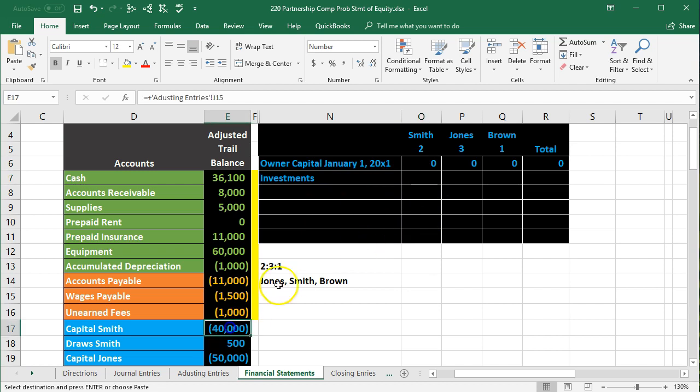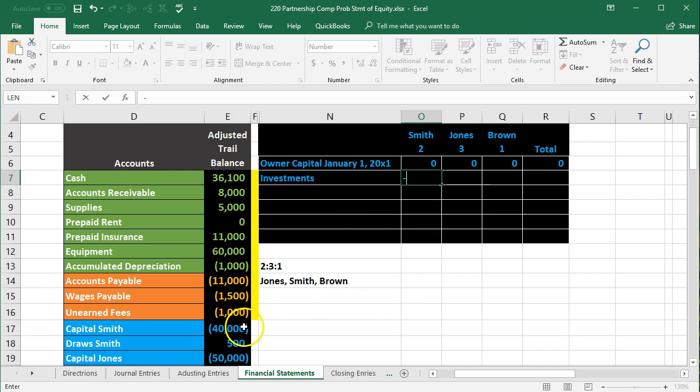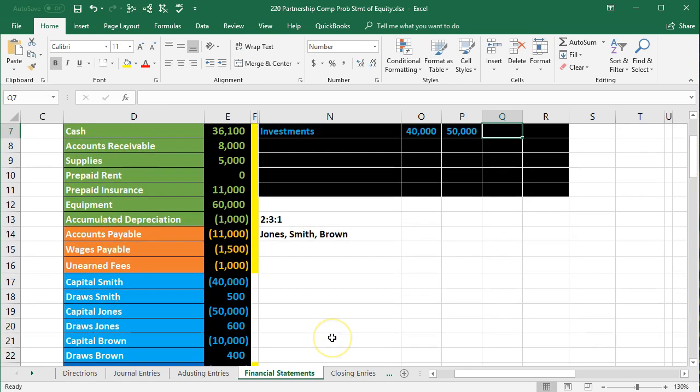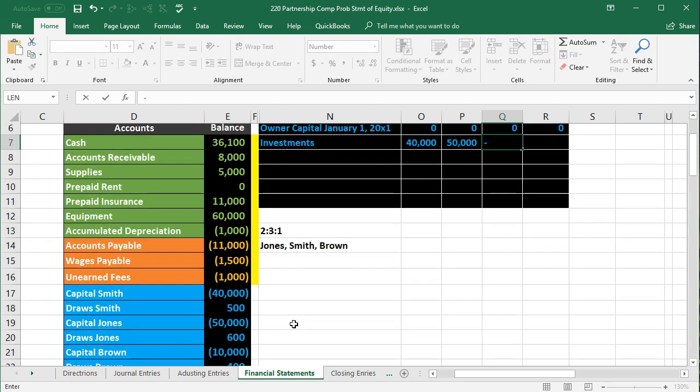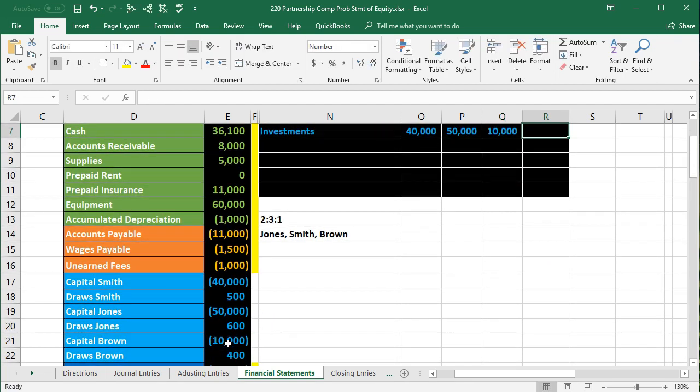So this is a credit. I don't want the credit here. So instead of equals, we're going to say negative of that number, tab. Same thing here, Jones. We don't want this negative. We want to pull it over as a positive. So instead of equals, we will say negative of that number, tab. Brown, same thing. We're going to say negative of this number, tab.